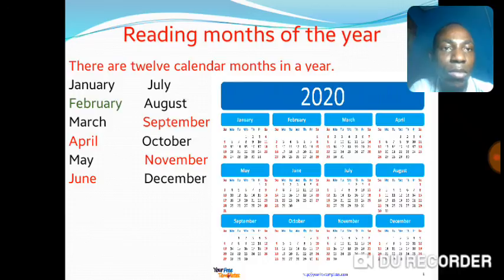Now we come to reading months of the year. As we already know, there are 12 months on the calendar, which is January, February, March, April, May, June, July, August, September, October, November, and December. And so we have 12 calendar months in a year.